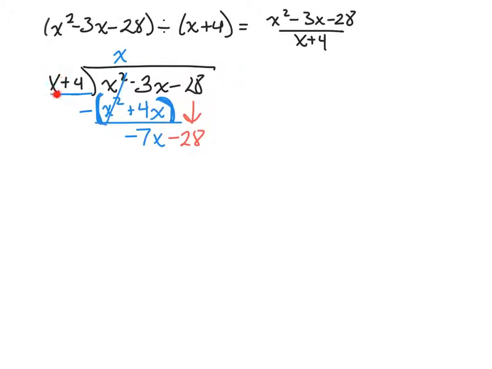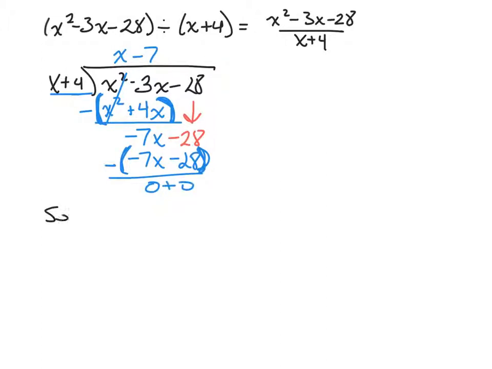So how many times does x go into negative 7x? Or what do I have to multiply x by to turn it into negative 7x? And that would be negative 7. Negative 7 times x plus 4 is negative 7x minus 28. When we do that subtraction, remember to subtract the entire expression. Then negative 7x minus negative 7x is 0. And negative 28 minus negative 28 is also 0. So that means we have a remainder of 0.